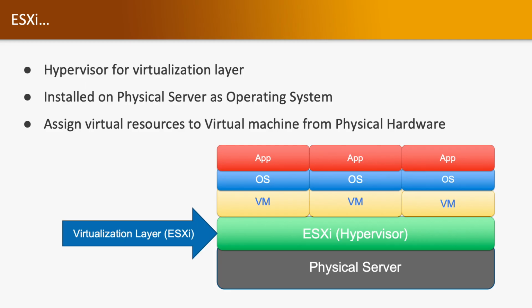So what is an ESXi host? ESXi host is a hypervisor and is used as the virtualization layer. In the earlier videos, we discussed that the virtualization layer needs to establish communication between the virtual machines and a physical server. So ESXi helps in doing that. ESXi is directly installed on the physical server as an operating system, and it also helps in abstracting the resources from physical hardware and assigning those resources to the virtual machines.